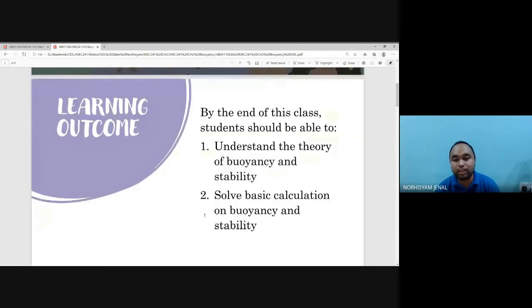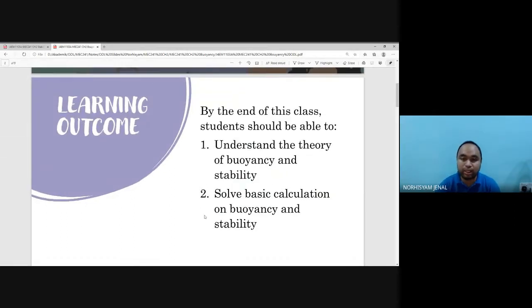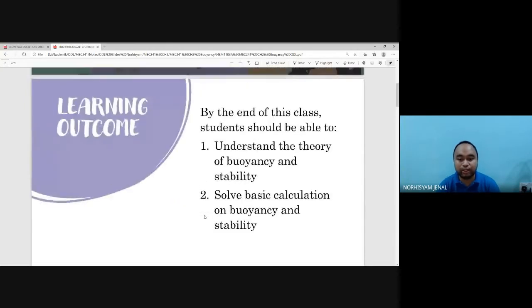So the learning outcome is to understand the theory of buoyancy and stability and to solve basic calculation on buoyancy and stability. Okay, since buoyancy should be something that you have heard before, let me ask somebody here.